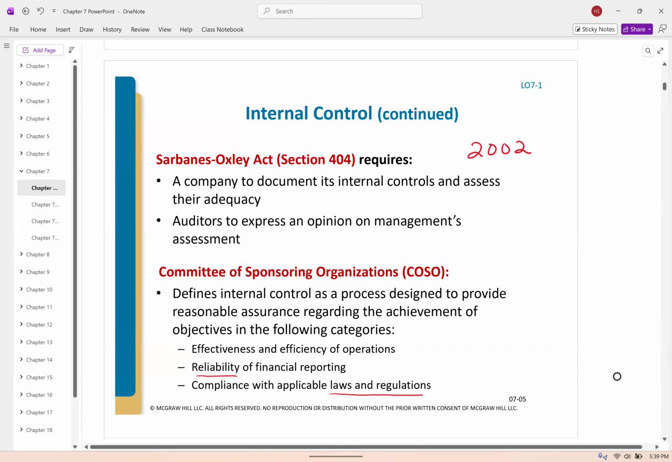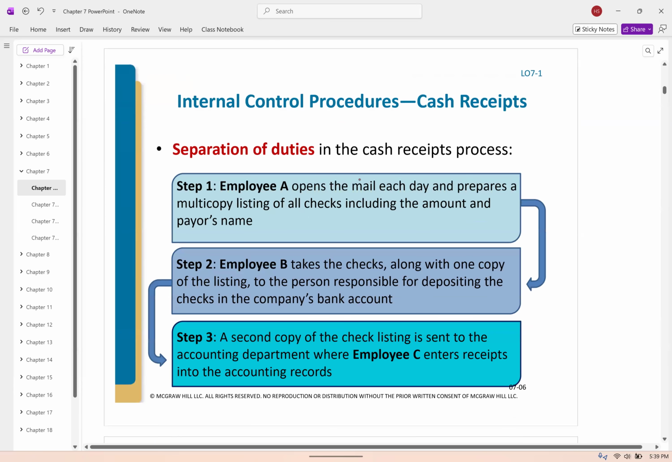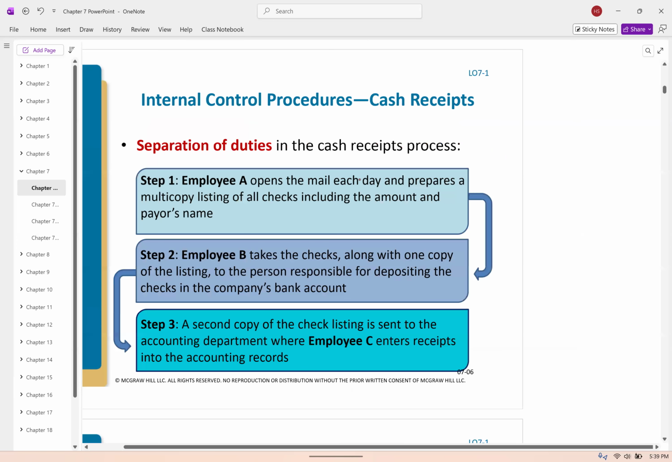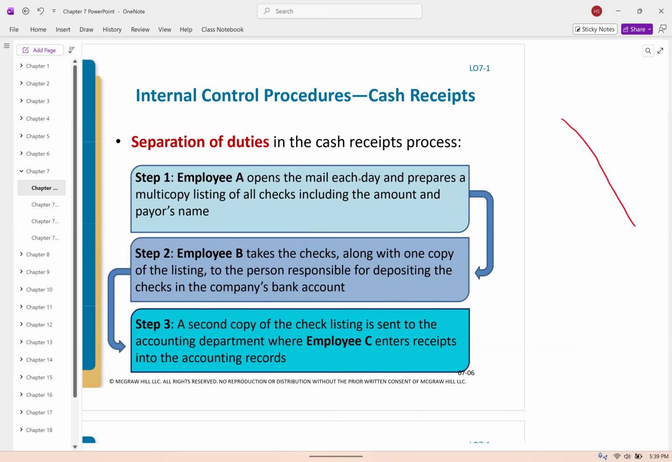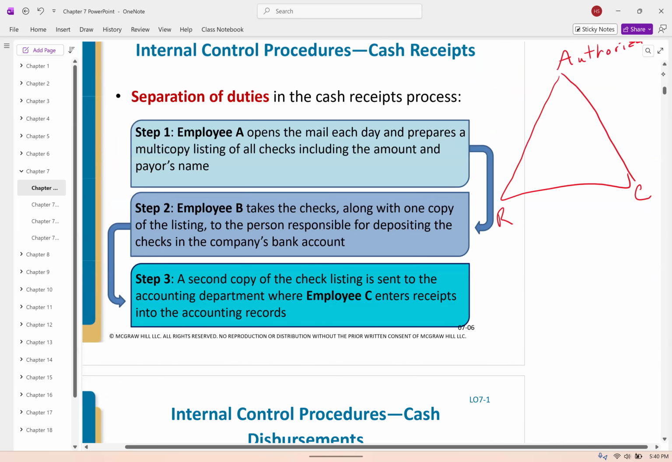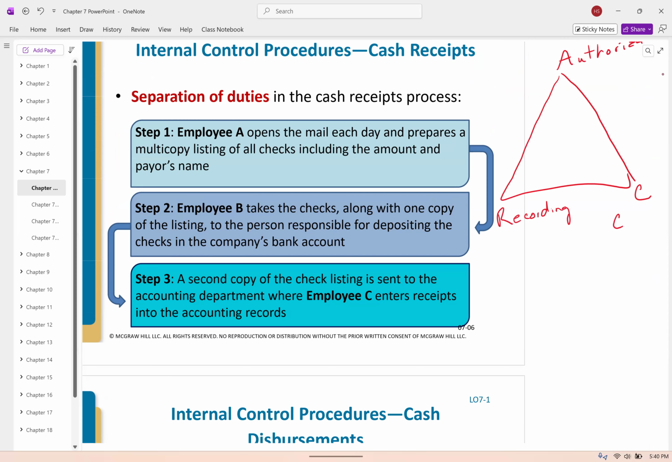Moving on. It is always a good thing to have a good system of internal control with separation of duties. I've drawn this out before. I learned this when I was taking the CPA exam several years ago, and it's really good. I don't think they have this in the book, but it really helps. We have ARC. A stands for authorization, not accounting. R stands for recording. And C stands for custody.